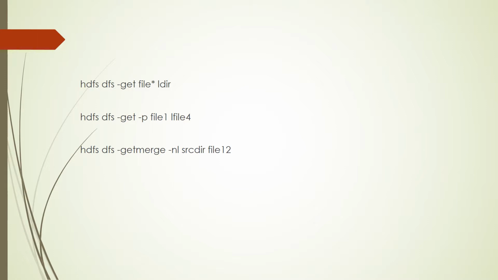-get command, if the source is multiple files, then the destination should be a directory. It will copy from the Hadoop system to a local directory. -get -p, here it will copy the file from the Hadoop system to the local system. -getmerge -nl, source directory and file12. File12 is a local file. It will read all the files from the source directory in the Hadoop system and write into a single file in the local system. -nl will add a new line at the end of each file.